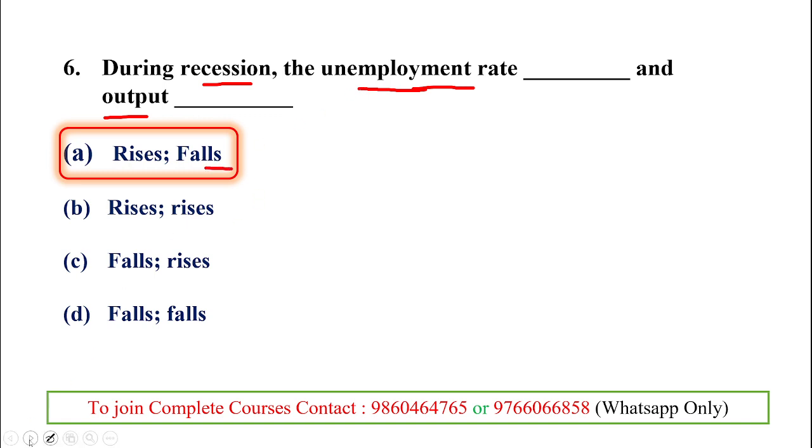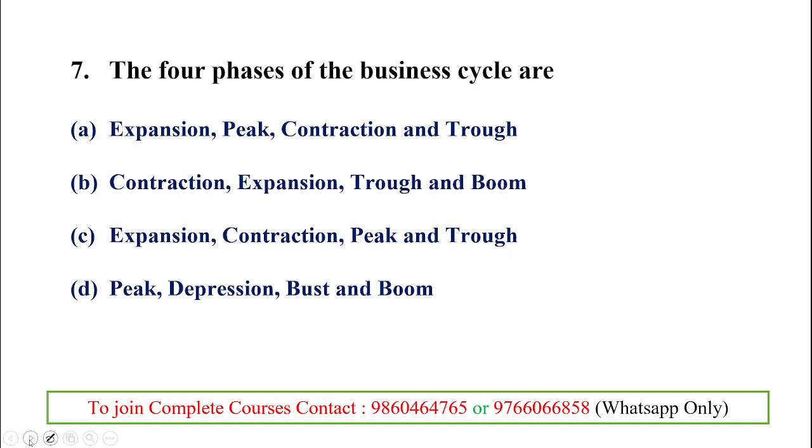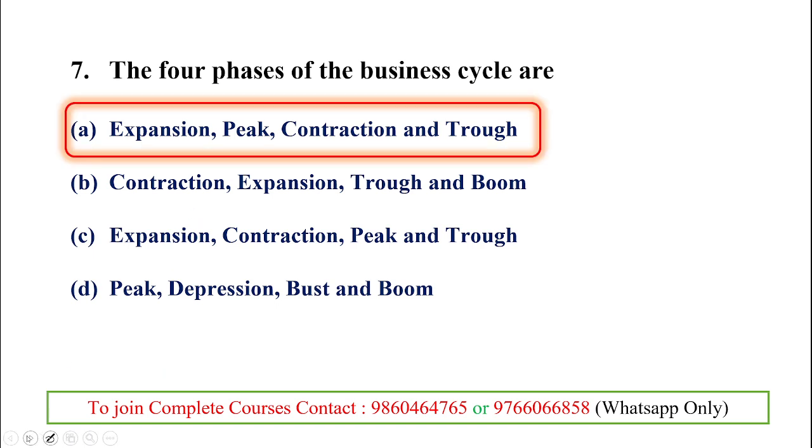Clear? Then an important question from the business cycle, that is the 4 phases of the business cycle. The important 4 phases of the business cycle are expansion, peak, contraction and trough. Clear? So these are the 4 phases of the business cycle.